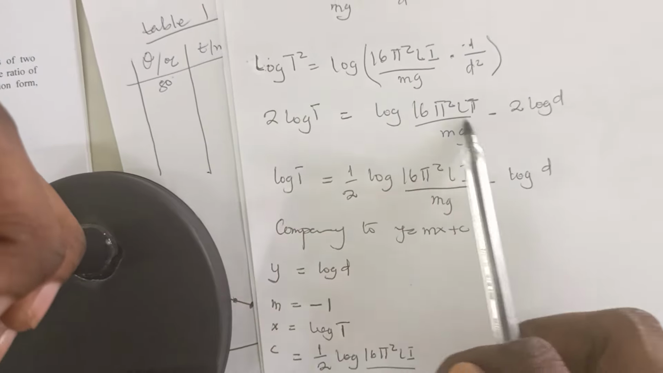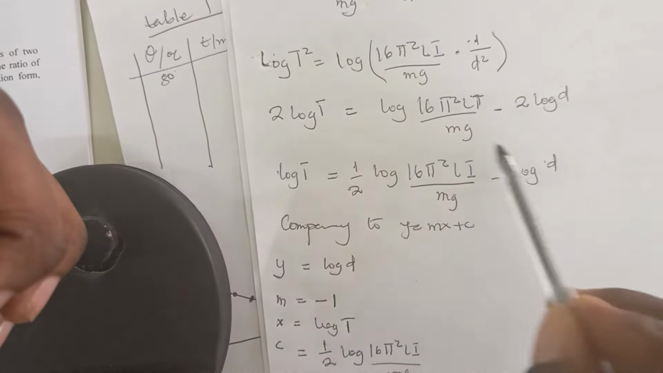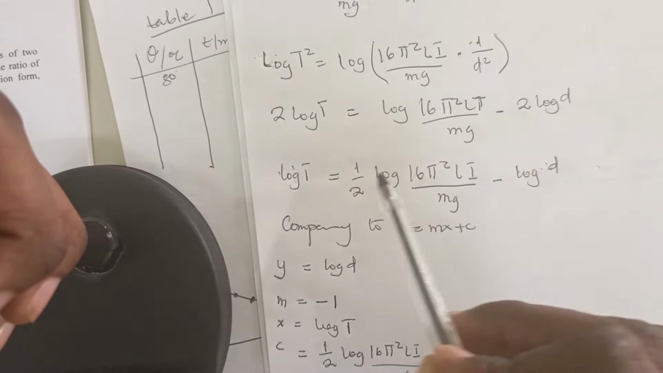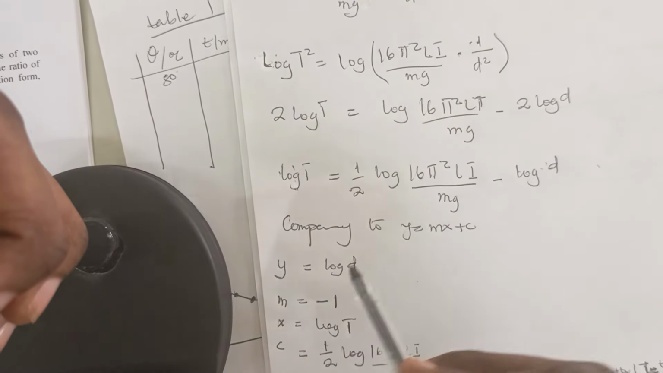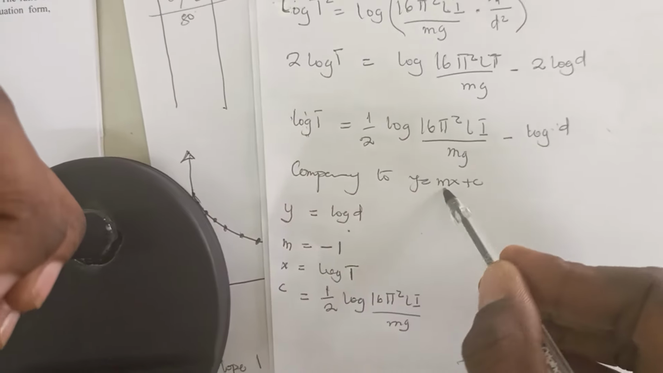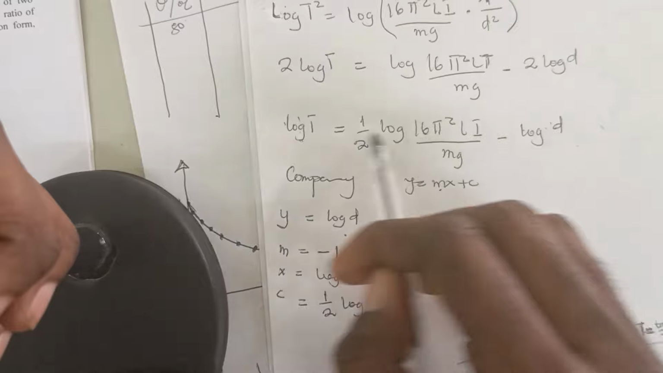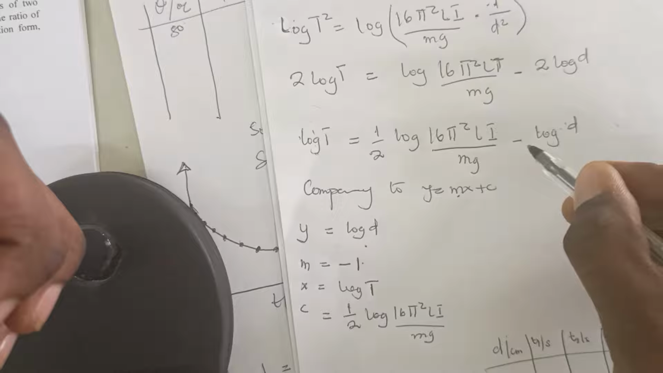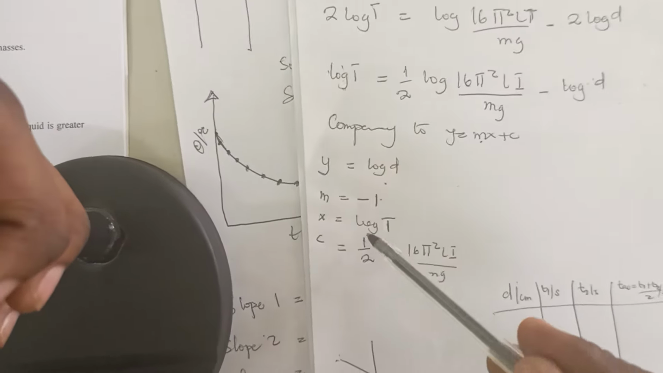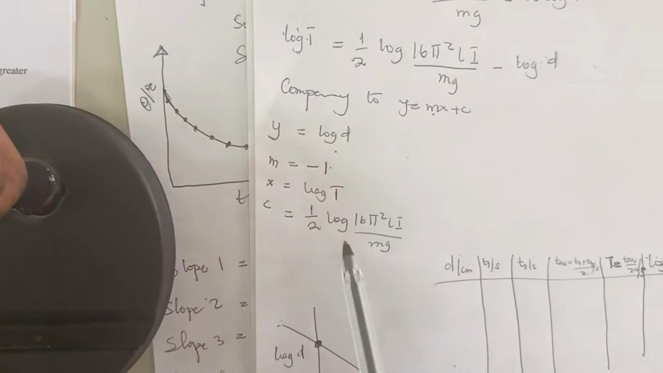When we apply log to it, we get an expression like this. Since we are plotting this against this, we can rearrange it. This becomes positive, and this becomes negative. So our y is log D. Our m is supposed to give us -1, because when it crosses over, there is a negative in front. And our x is log T. The whole of this expression is our intercept.